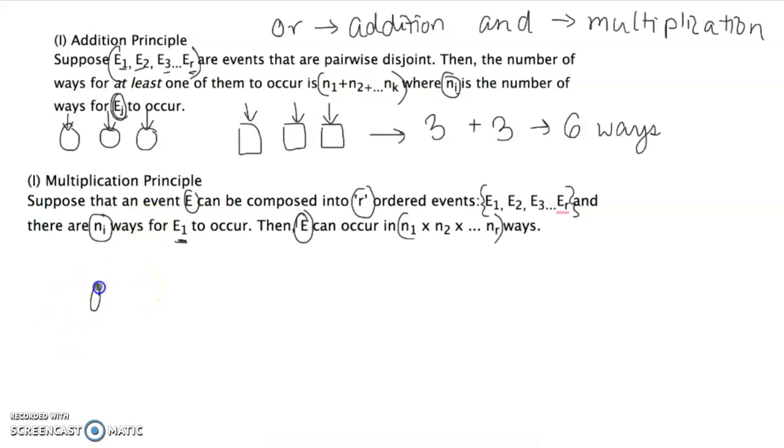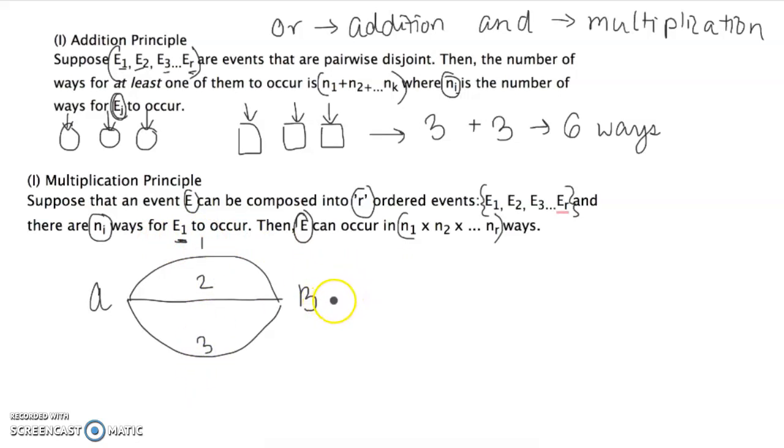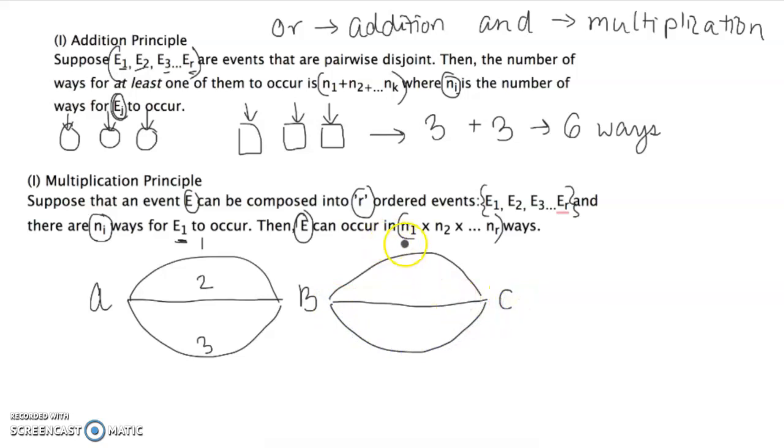Suppose we have one city A that is joined to another city B by 3 roads, 1, 2, and 3. Then the city B is joined to another city called C with another 3 roads, 4, 5, and 6. Now, my question is, in how many ways can you travel from A to C?